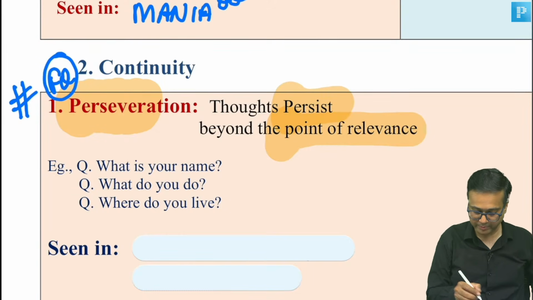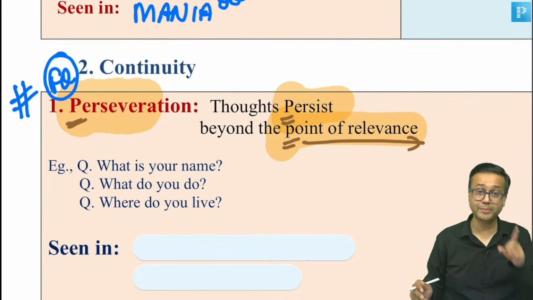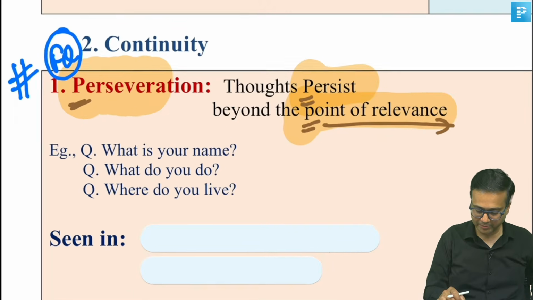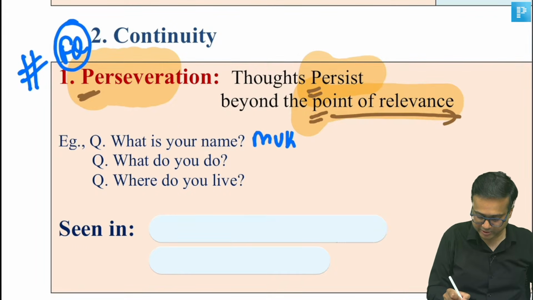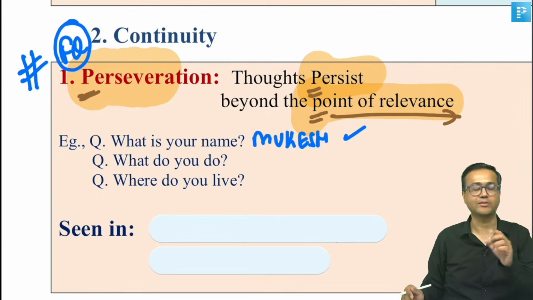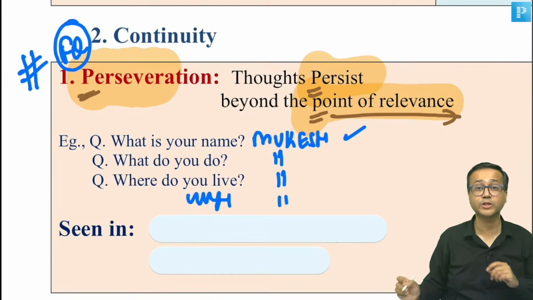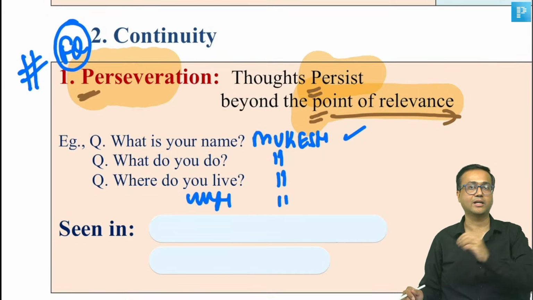So 3 P's you can remember. P for perseveration, beta. There is a thought which keeps persisting in the patient's mind beyond the point of relevance. Meaning initially it was relevant, but now it is getting repeated again and again, and it is not relevant anymore. So very simple example, beta, which I always discuss. You ask a patient, what is your name? The patient says, my name is Mukesh. It is correct, it is relevant. What do you do? My name is Mukesh. Where do you live? My name is Mukesh. What is the name of your wife? My name is Mukesh.